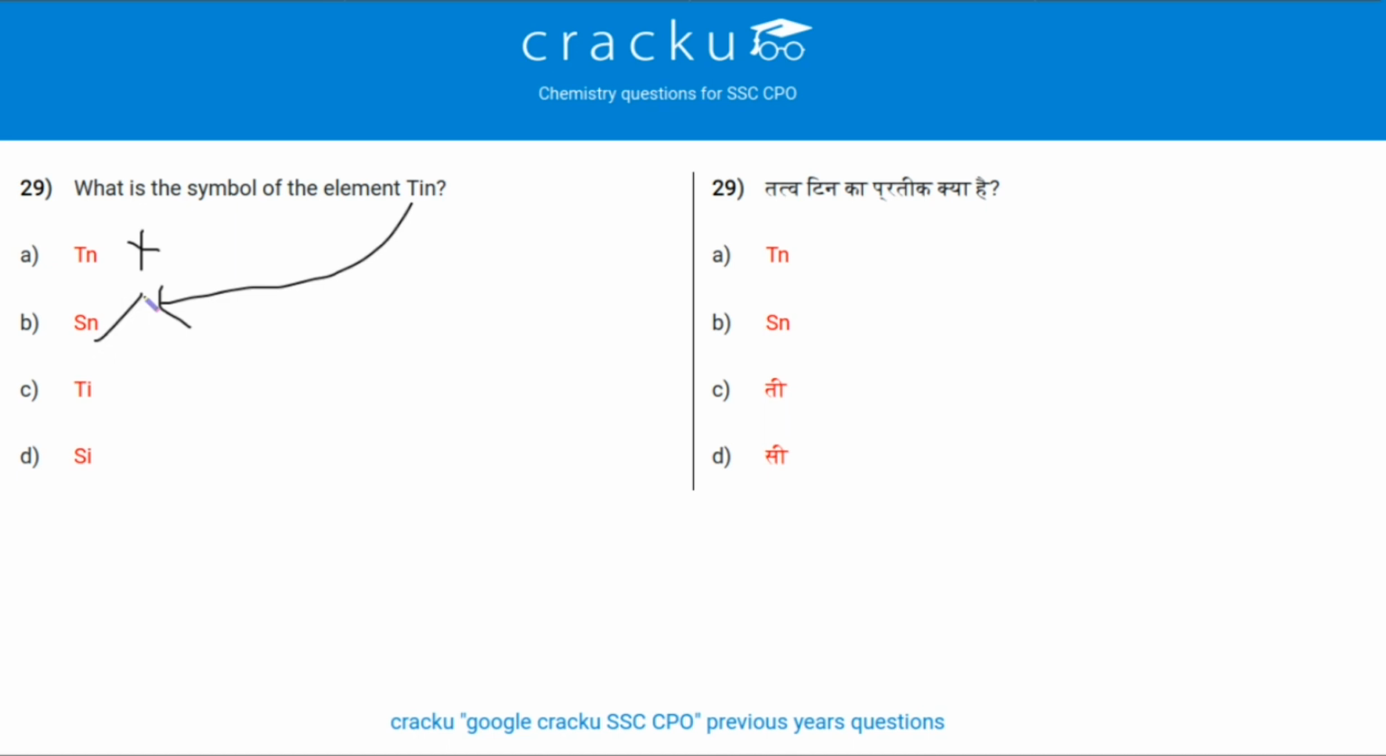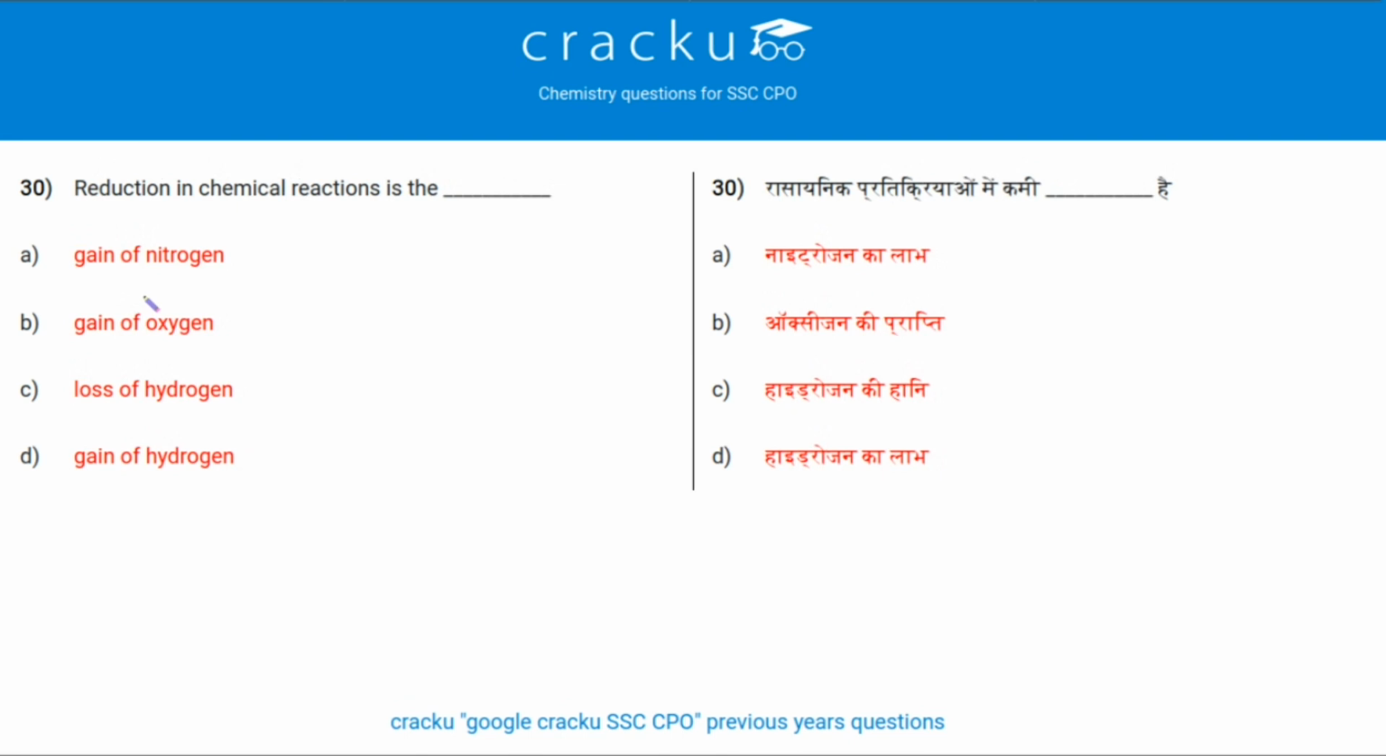Next question and the last question. Reduction in chemical reaction is, we know oxidation reaction and reduction reaction. In oxidation we lose 1 electron, and in reduction we gain 1 electron. So in reduction, in chemical reaction, take 1 electron to be hydrogen, as hydrogen has only 1 electron. So we gain a hydrogen, that is reduction in chemical reaction is the gain of hydrogen. So option D is correct.